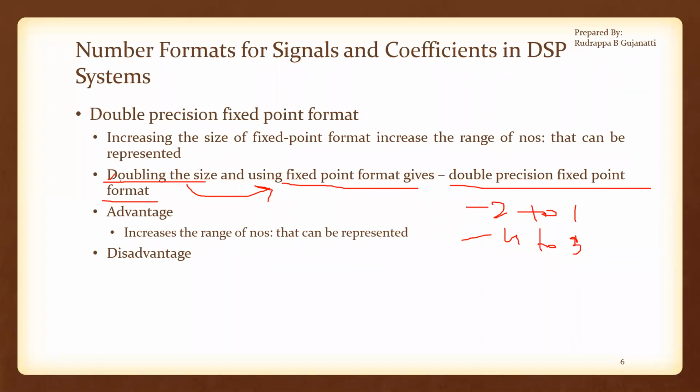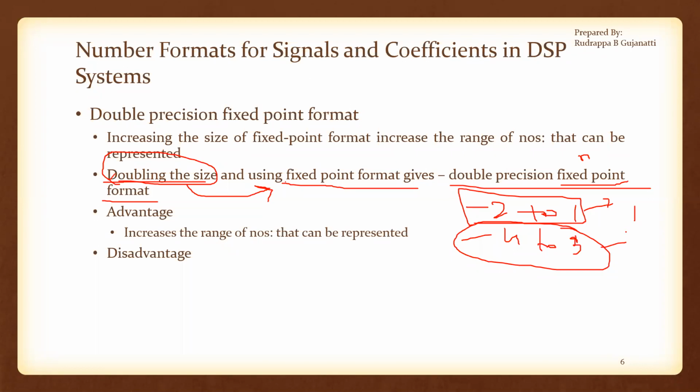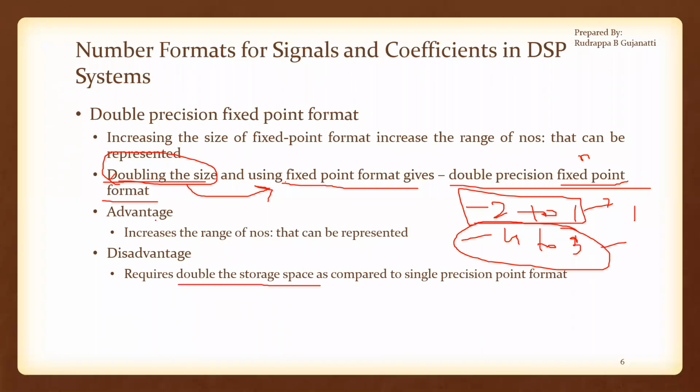Since you are doubling the size, suppose you are using n bits just for the fixed point format. Say that is this case. Now it has some particular range. Whenever we are implementing the computations, it will take some amount of time. But when you increase the range, it might lead to a slight increase in the computational requirements. Apart from that, you would require more storage space as compared to the single precision fixed point format. So that is what will be happening in these cases.